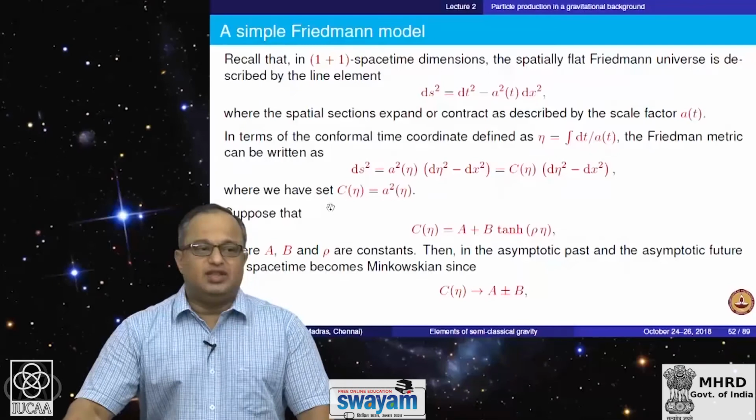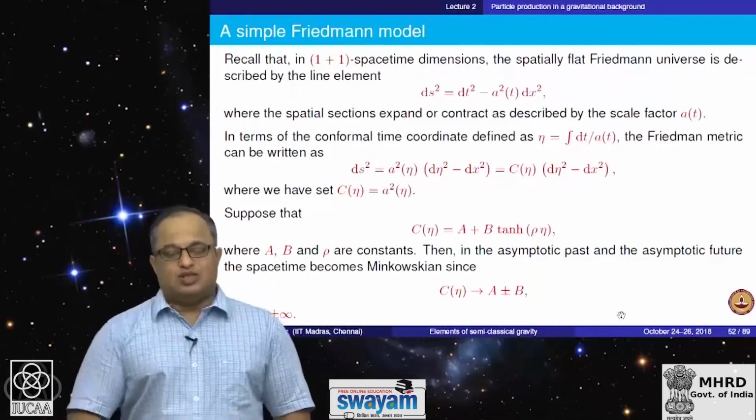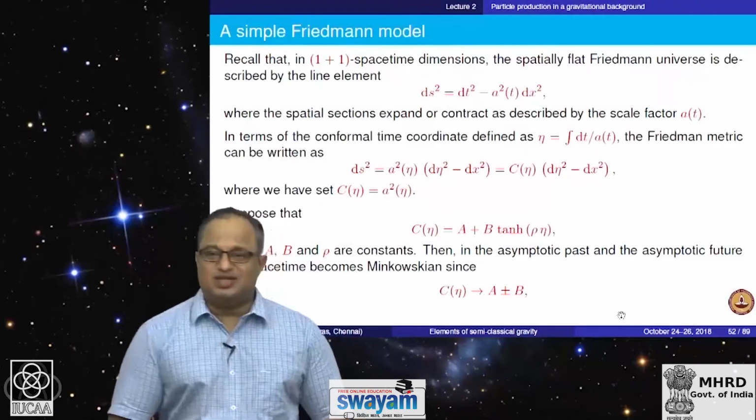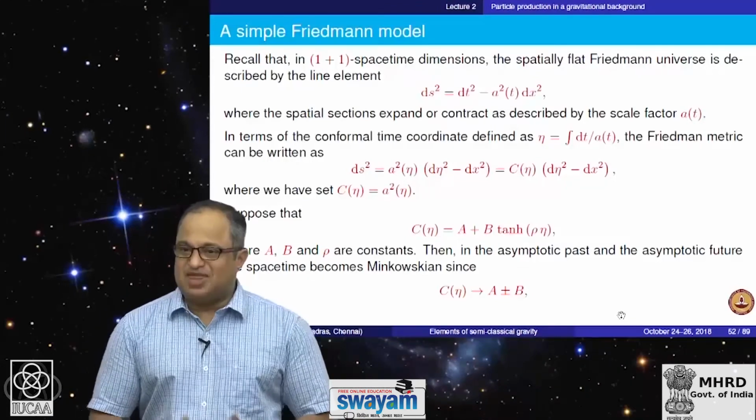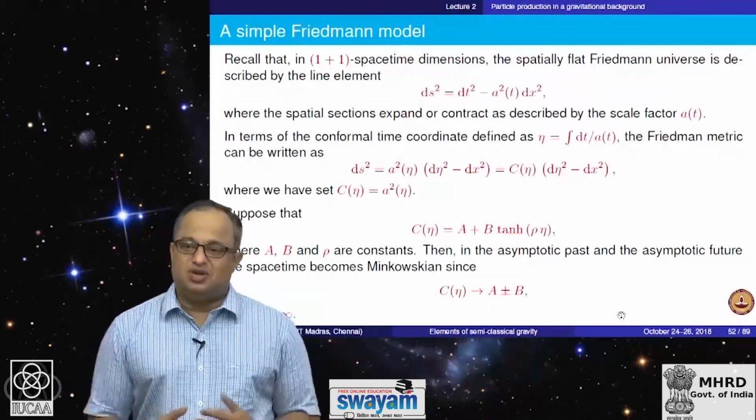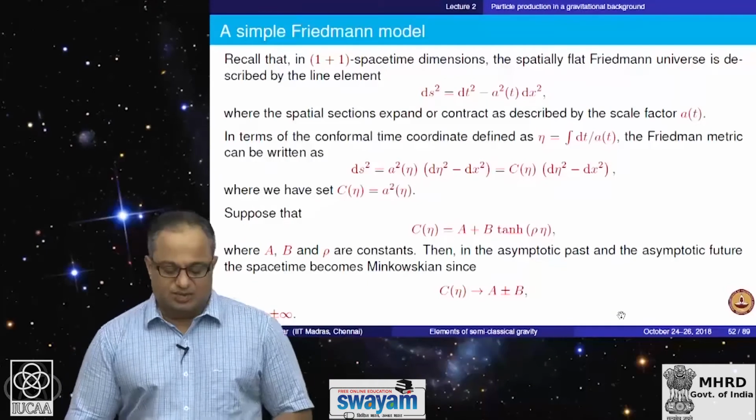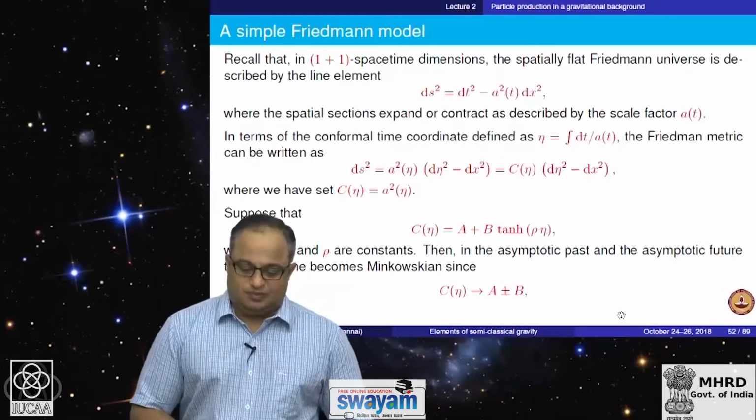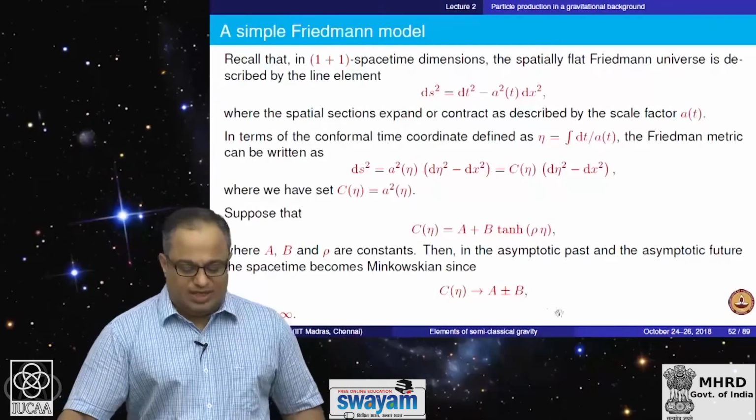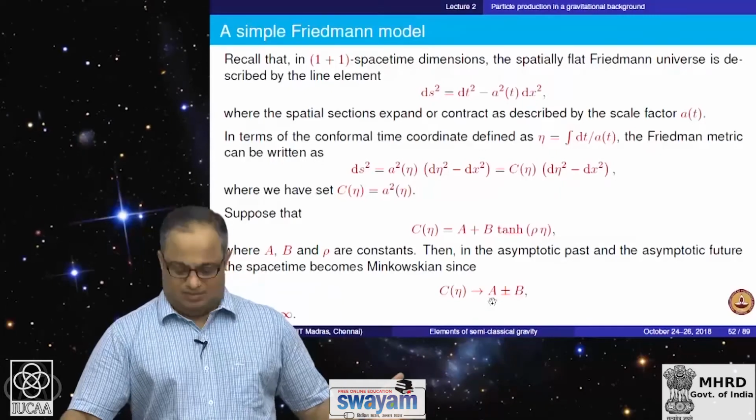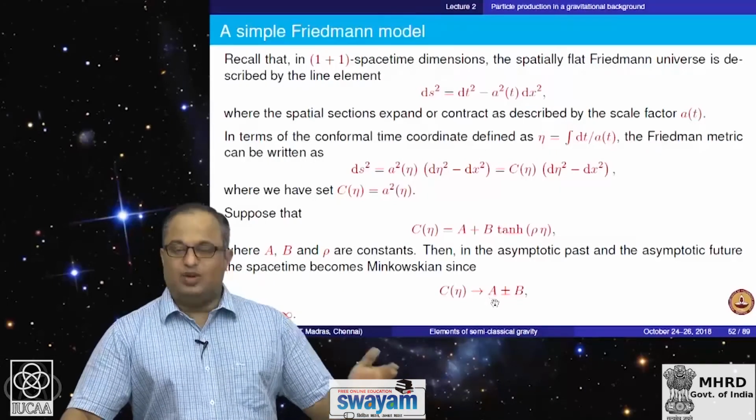And I am going to work with this choice of C of eta. Of course, it does not describe our real universe, it is just a mathematically convenient example to illustrate the idea of particle production in a gravitational field. So the universe expands essentially from A minus B to A plus B.